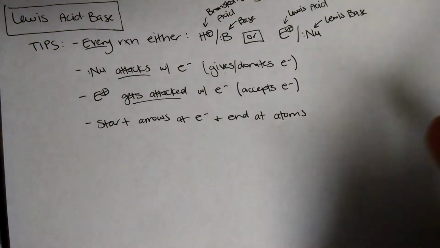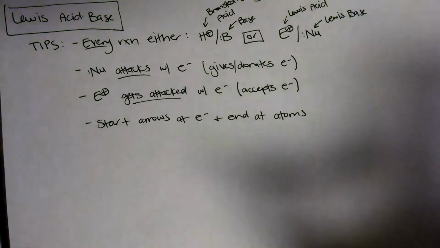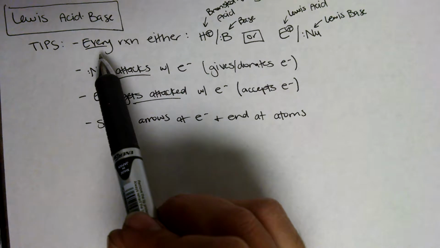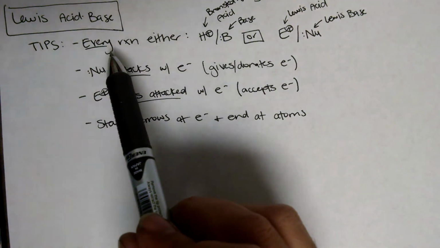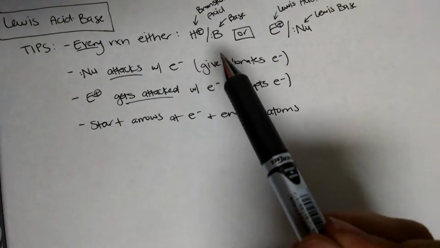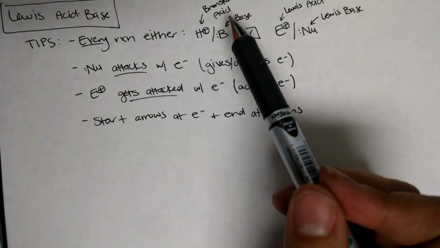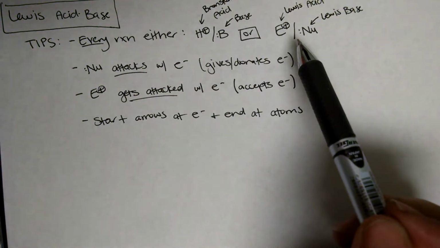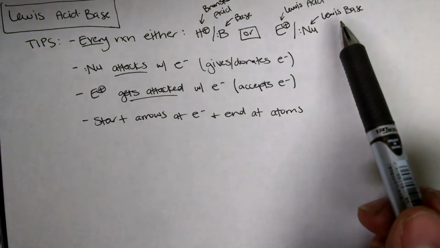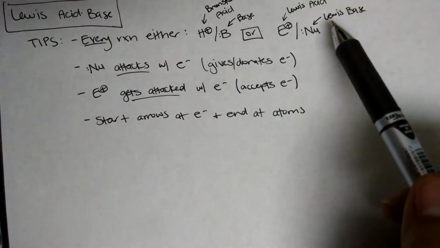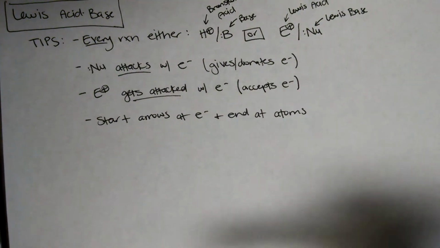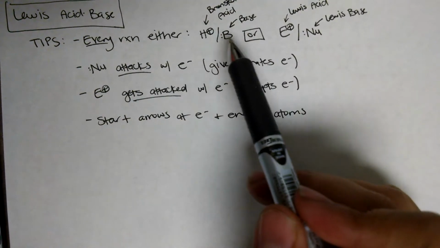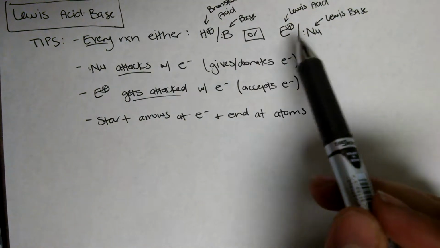So Lewis acid-base, these are just electrophiles and nucleophiles, okay? Really quick, every reaction we'll ever see is either an acid-base reaction, in which case I'm talking about a Bronsted-Lowry acid-base, or a nucleophile-electrophile reaction, which is also Lewis acid-Lewis base. But again, the acid-base kind of melds it all together. So just see it distinctly as an acid-base reaction or an electrophile-nucleophile reaction.